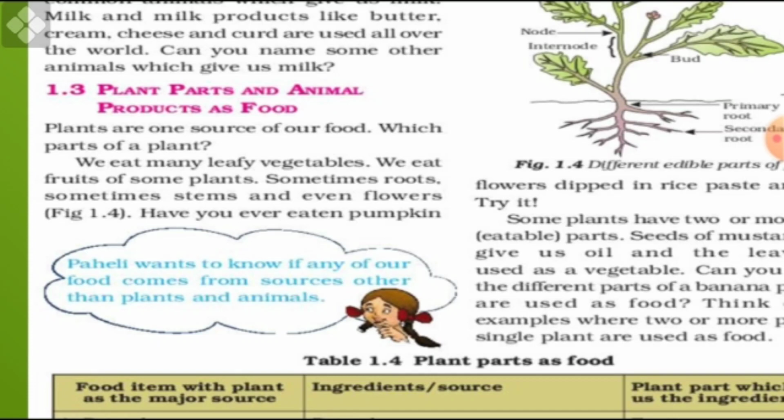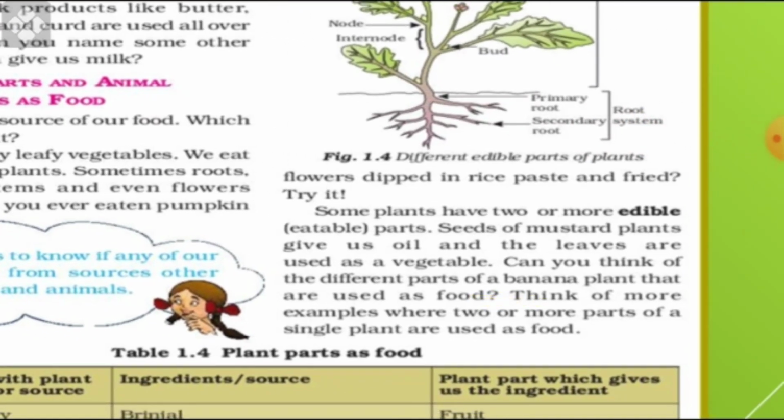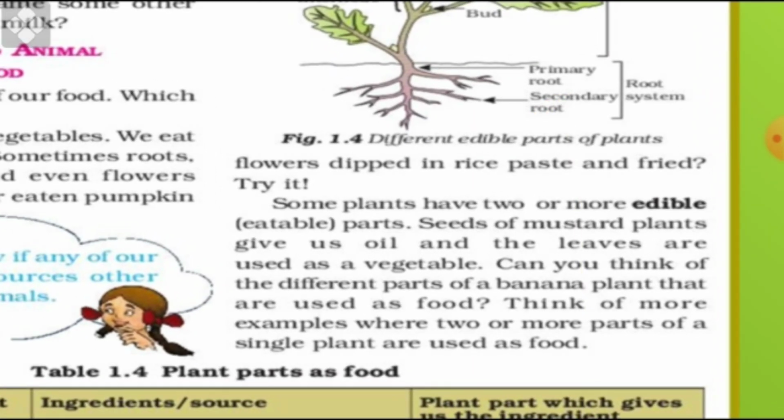To give an example of a flower, have you ever eaten pumpkin flower dipped in rice paste and fried? Oh, it's yummy. You have to try it once. And for the flower, cauliflower is also an example. So some plants have two or more edible parts.